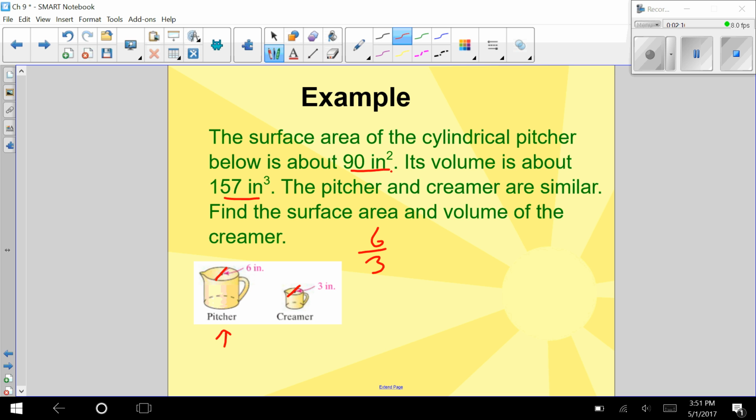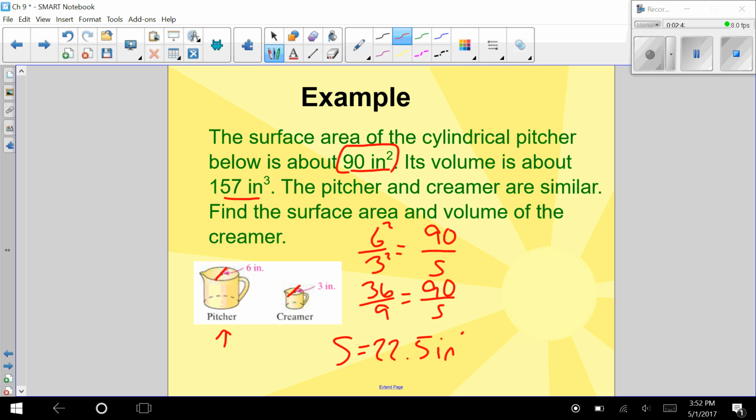Let's start with surface area. The surface area of the big one is 90 over, we don't know, I'll call it S. Well, we can't do this proportion because it won't work. We have to square that initial fraction that we had. So it'll really be 36 over 9 equals 90 over S. Now we can solve that by doing 9 times 90 divided by 36. So my surface area equals 22.5 square inches.